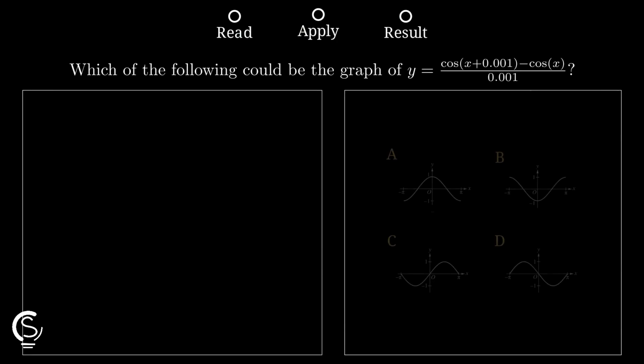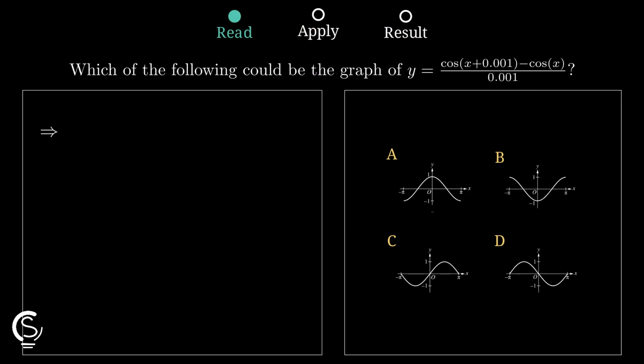Look closely at the expression provided in the problem. This fraction represents the change in the cosine function over a tiny interval of 0.001. It is a derivative. Since the interval is so small, we are basically looking for the derivative of cosine x.